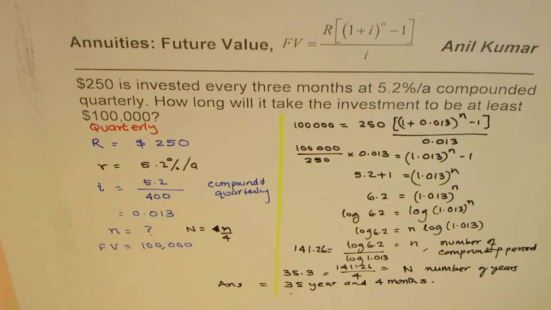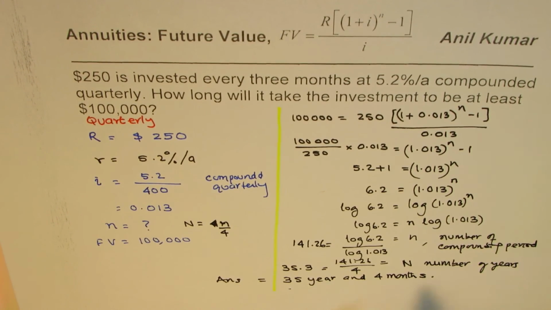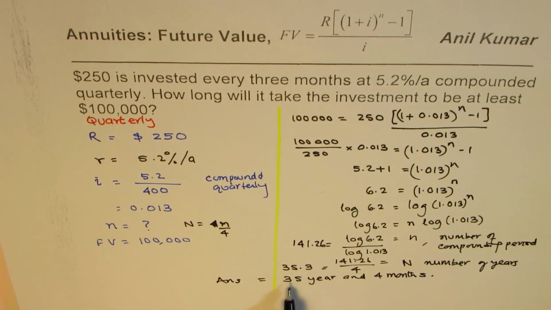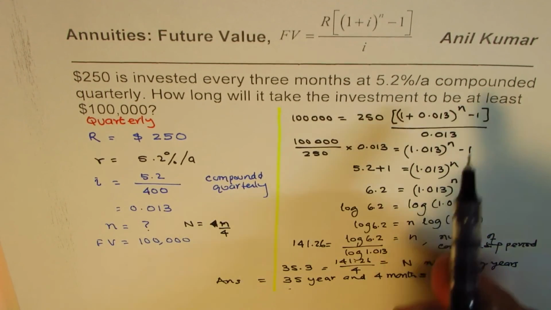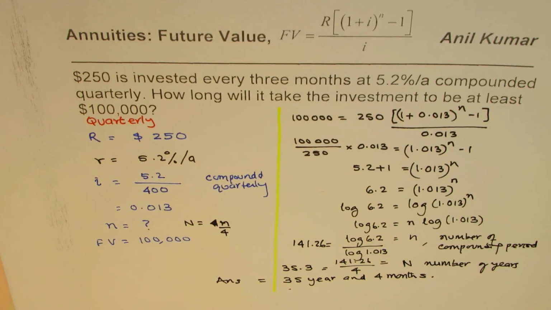Okay. So that is how you should be doing it. If you get the answer in decimals, you should convert it into years and months and round it to the quarter. In this case, because we are doing quarterly investment, only after the quarter is it going to get the value, right? So that is how we can answer this question.